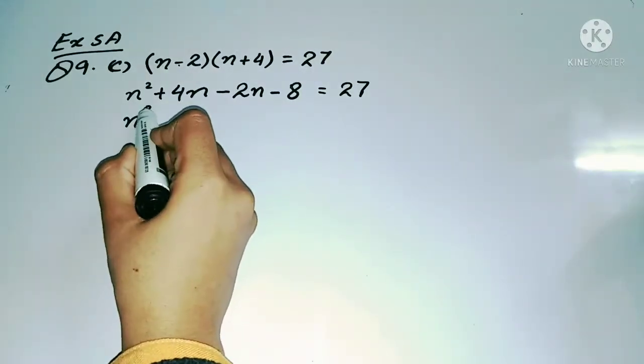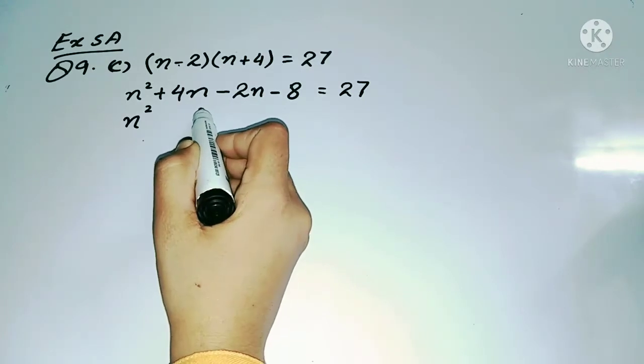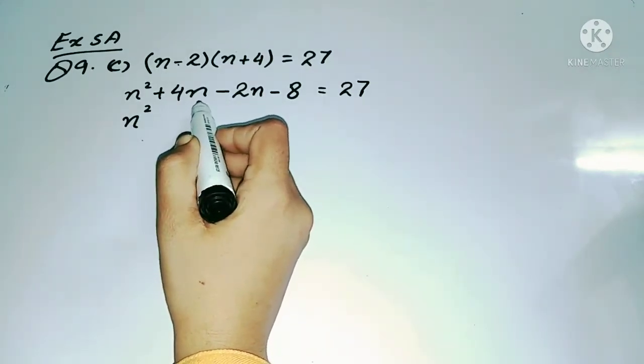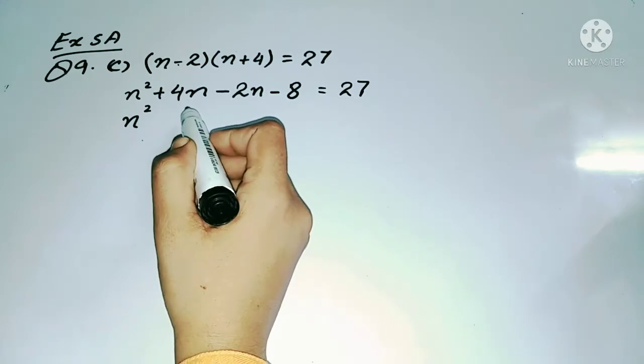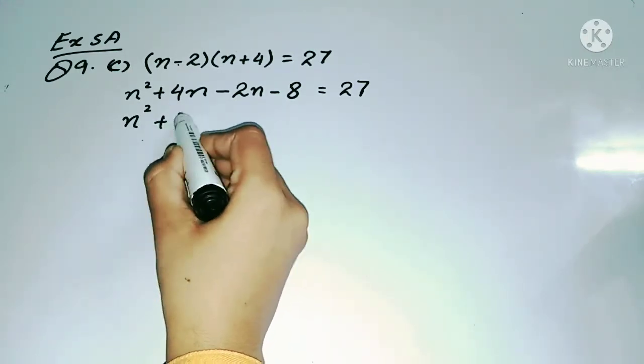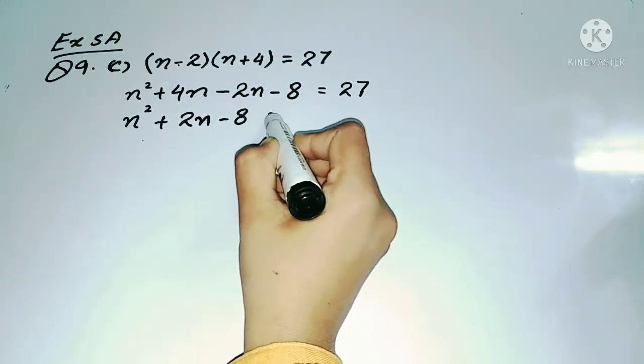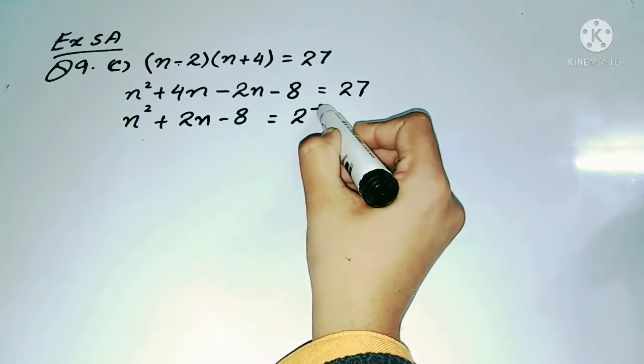So n square plus and minus. Plus minus is minus, so it means that you will do the operation of subtraction. You will subtract 2 from 4. Then you will get 2, and you have to write down the sign of the bigger number, which is plus. Now write down minus 8 as it is, equal to 27.